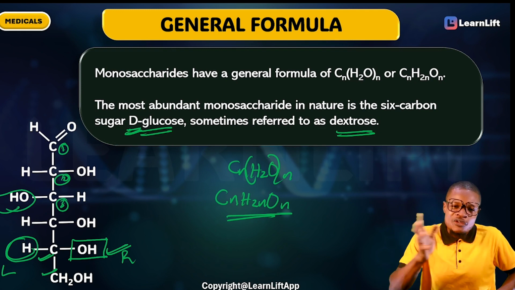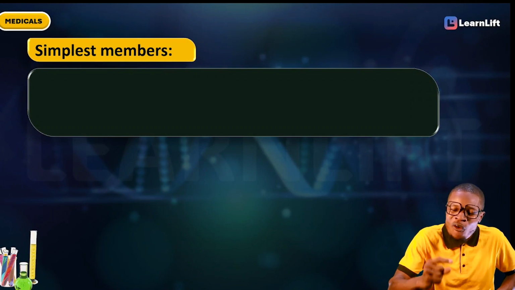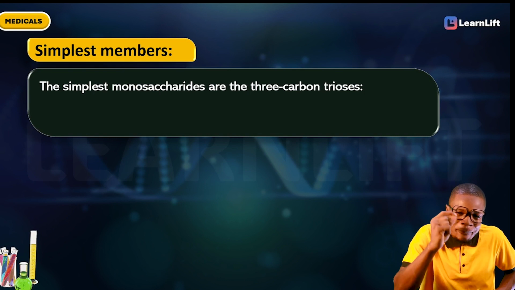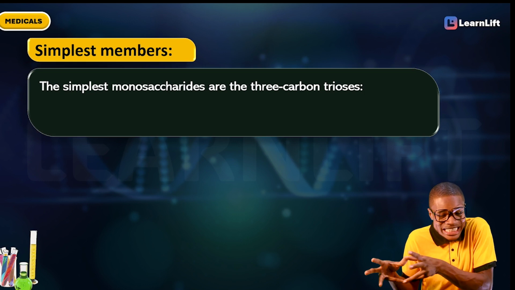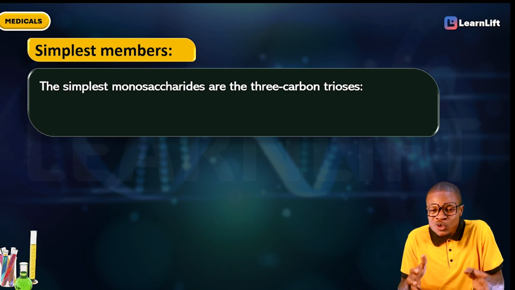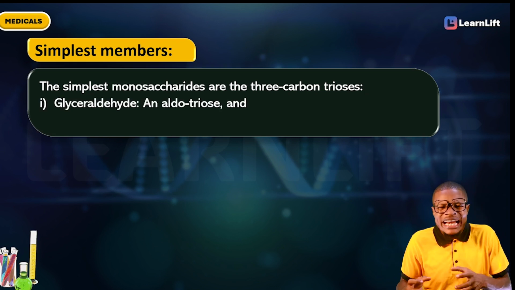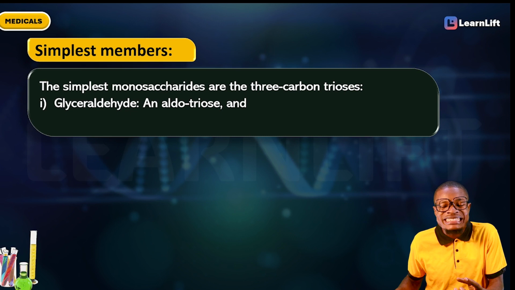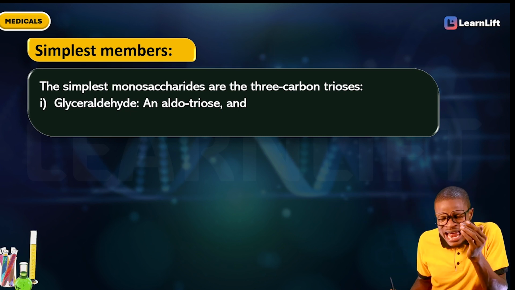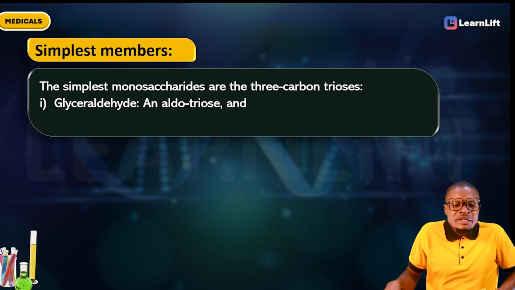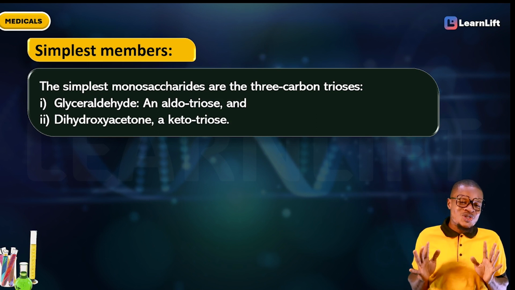Are you with me? So if you understand this, take note that the simplest monosaccharides are the 3 carbon trioses. Of course, if you have 3 carbon, you are tri. Are you getting me now? Sugar, O's. So trioses are the 3 carbon monosaccharides. Now, a good example is your glyceraldehyde. Glyceraldehyde is an aldotriose. Now, listen. Get the name first so that I will show you the structure. And number 2 is your dihydroxyl acetone. Now, this is it. Hold on, calm down.